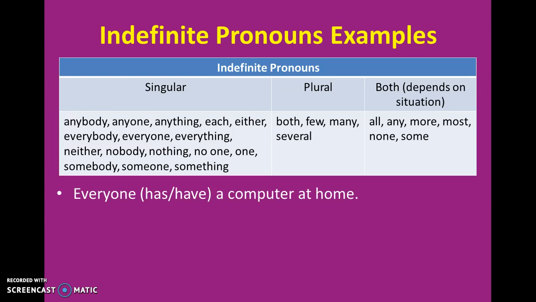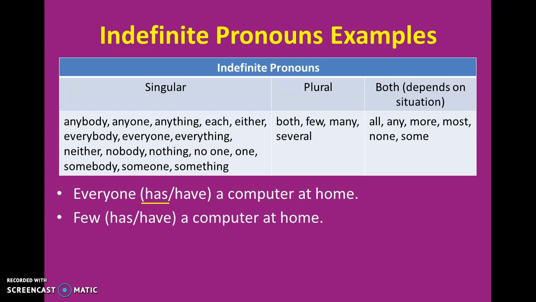So in our first example sentence, we have "everyone has or have a computer at home." If you look at the table, everyone is one of our singular indefinite pronouns. So you want to use the singular verb of has. And if you think about it, everyone is talking about each specific person, that's why it's a singular indefinite pronoun.